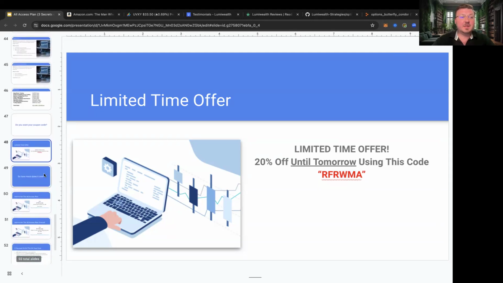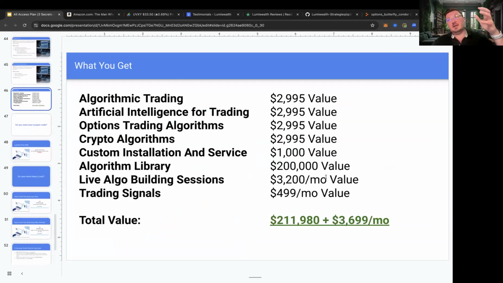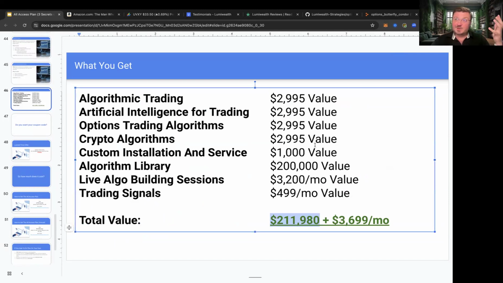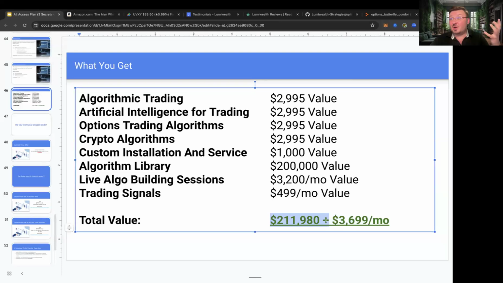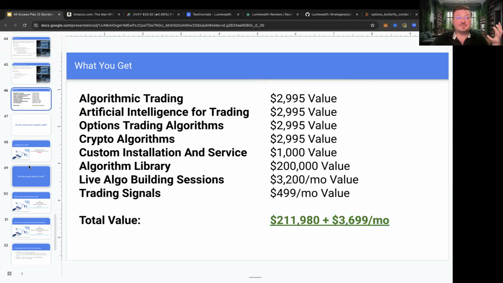All right. Okay. So we talked about this. How much value? About $200,000 worth of value, right? Do you guys agree with me that the algo library with all these crazy algorithms that are making a ton of cash is worth probably around 200 grand? Do you agree that these courses sell for $3,000 a pop? Do you agree that these live algo building sessions, if you hired a developer, would cost $3,200 a month? In total, it's about $200,000 worth of value right up front. And then you're getting about $3,700 a month worth of ongoing value.